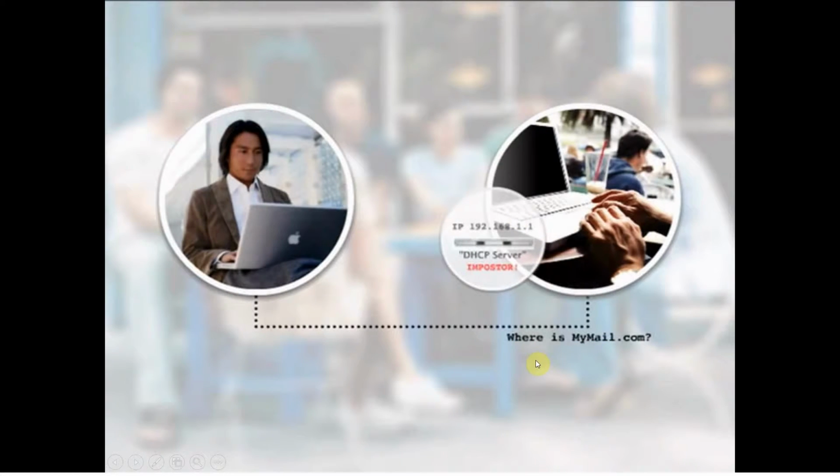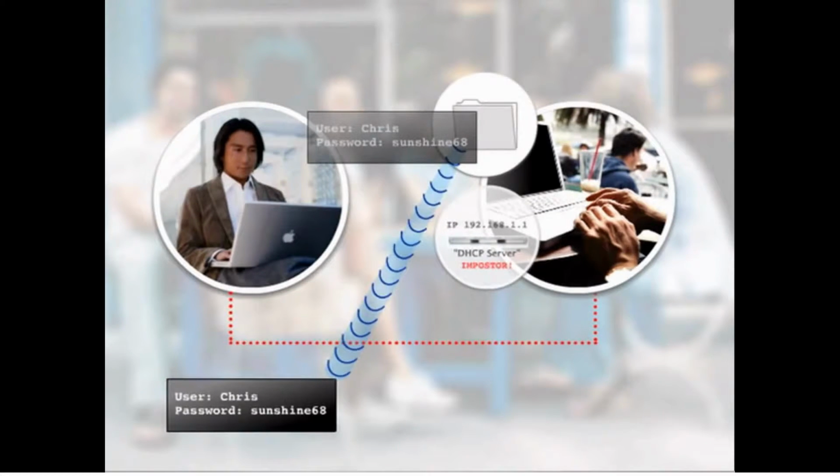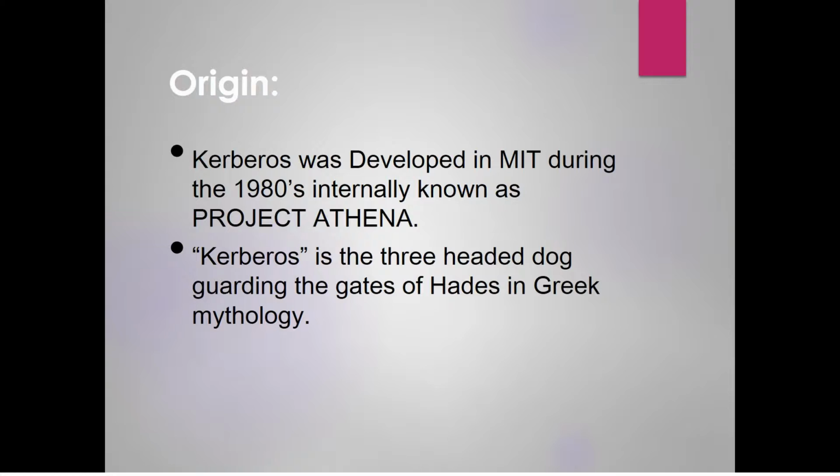So the problem which arises over here is, even if the user tries to connect to his mail server using the DHCP server of the imposter and might not connect successfully, the information that he has provided can be harvested by the imposter for various other uses. That's why we use Kerberos.